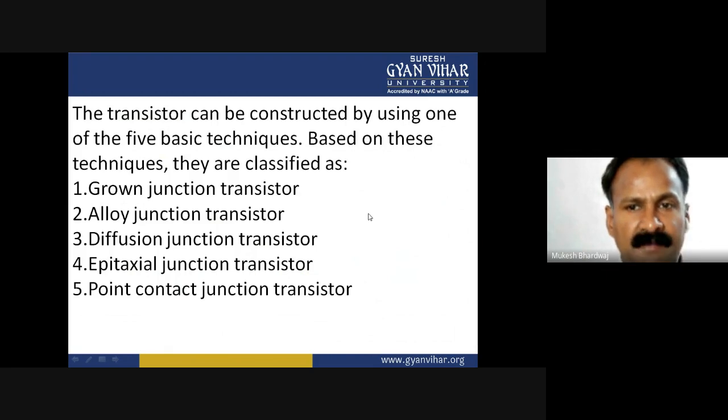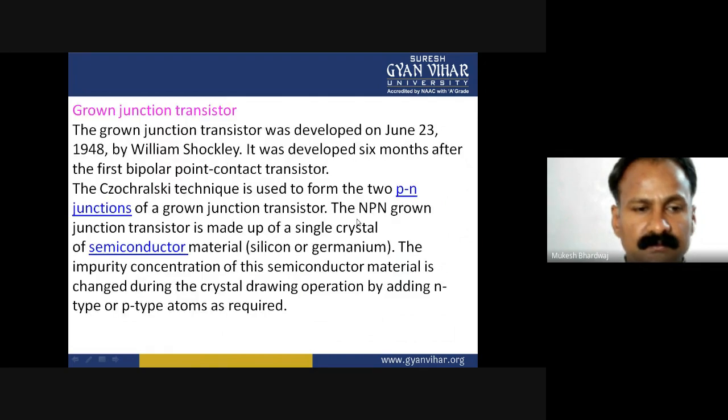The transistor can be constructed by using one of the 5 basic techniques. Based on these techniques, they are classified as grown junction transistor, alloy junction transistor, diffusion junction transistor, epitaxial junction transistor, point contact junction transistor. Now, how the transistors are formed.